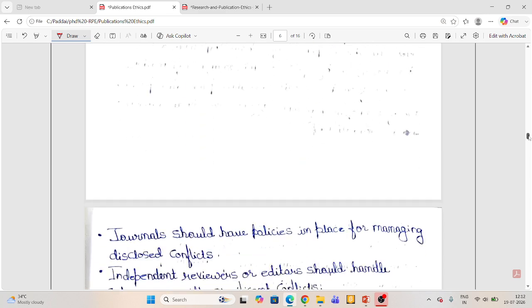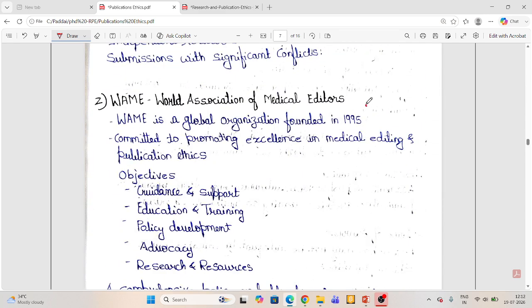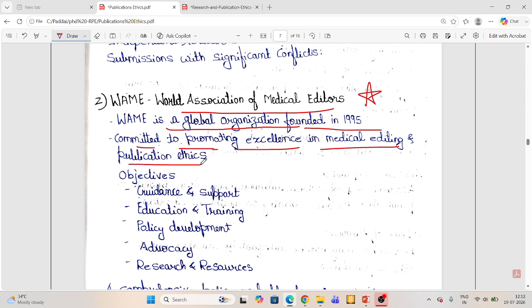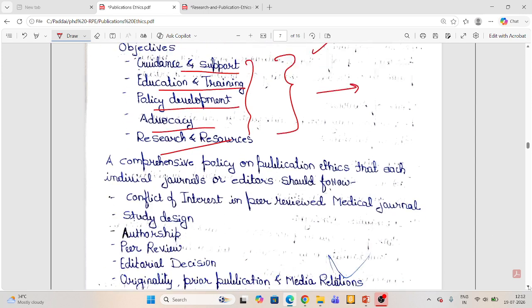Okay. Now, WAME. COPE we studied. WAME. What is WAME? World Association of Medical Editors. WAME is a global organization founded in 1995, committed to promoting excellence in medical editing. So this is specifically associated with medical journals. Objectives: guidance and support, education and training, policy development, advocacy, research. You can go through the detailed version on the website. But since we are focusing on writing the exam, this is enough, even if you give the title.